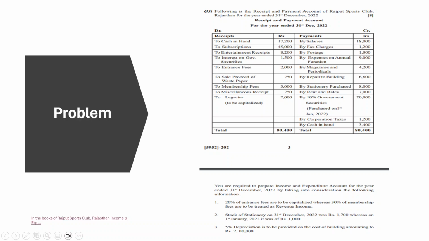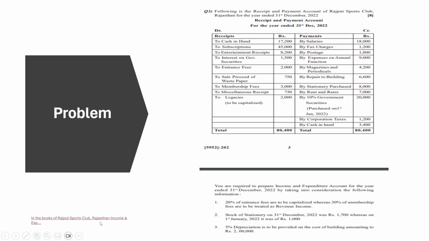But if you see under the receipt side, how much amount of interest is there? 1,500 only. Means we have to receive 2,000. But actually how much amount we received? Only rupees 1,500. So there is a difference of rupees 500. And this difference of rupees 500 is called as what? Outstanding interest on the government securities. So this is the hidden adjustment that you should understand here.